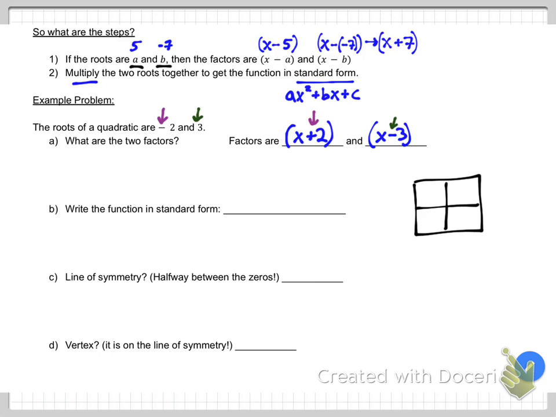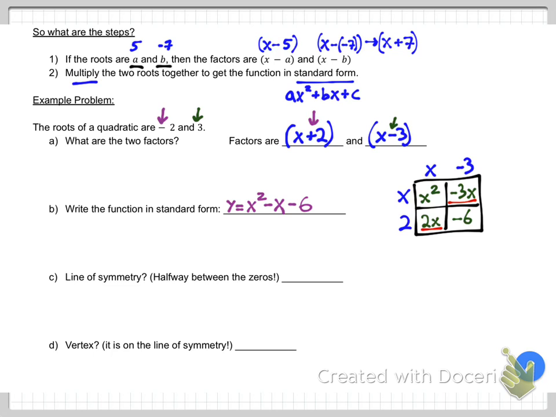What if I wanted to write it in standard form? Well, I need to multiply it. So let's write it out in the Punnett square: x squared, negative 3x, 2x, and negative 6. So the negative 3x and the 2x are going to add together. They are like terms. So we write y equals, because that's our equation for a parabola, x squared, negative 3x plus 2x becomes negative 1x, or just negative x, and then the minus 6 at the end. So x squared minus x minus 6 is the equation in standard form.